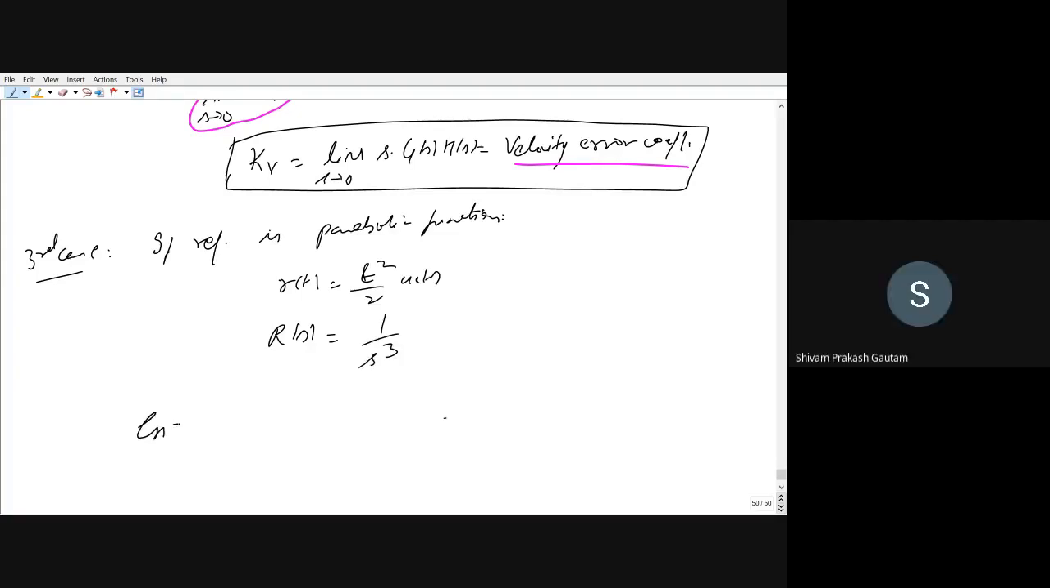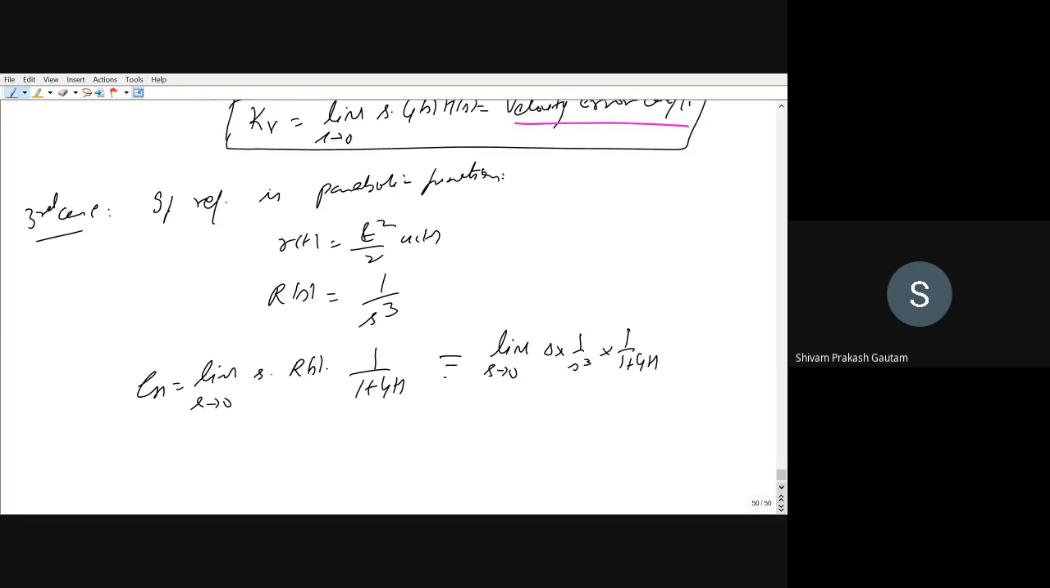Again, we will calculate steady state error, that is limit S tends to 0, S into R of S into 1 upon 1 plus GH. I can substitute the value of R of S: limit S tends to 0, S into 1 by S cube into 1 upon 1 plus GH. So ESS I can rewrite as limit S tends to 0. This 1 power will cancel out. So this is equal to 1 upon S square plus S square into GH.